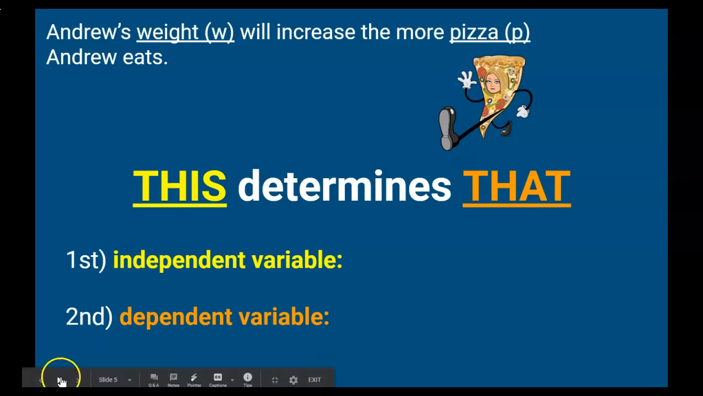So looking here at this first one, we are looking at this problem right here. Andrew's weight, and we're using the variable W, will increase the more pizza Andrew eats. So I'm going to use those variables, and I'm going to use this sentence, this determines that. I'm going to use that sentence to help me figure out which is the independent variable and which one is the dependent variable.